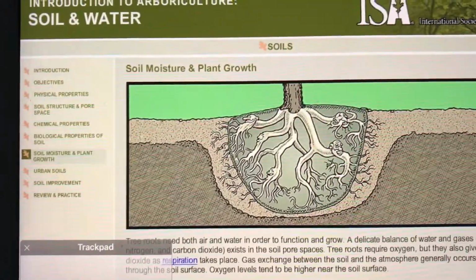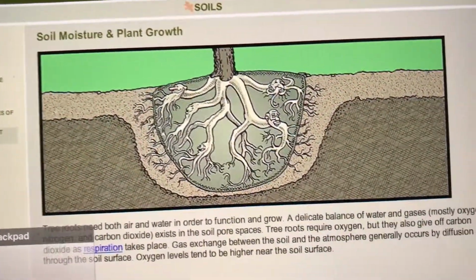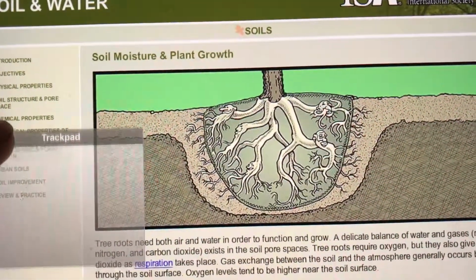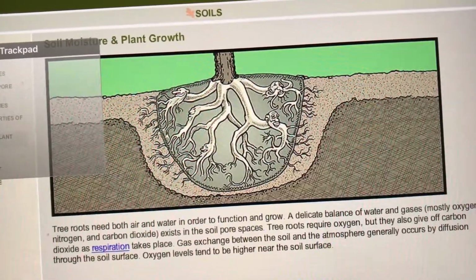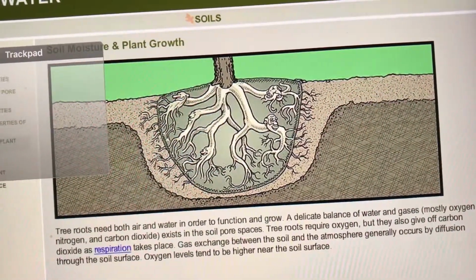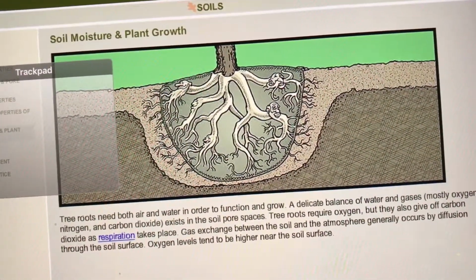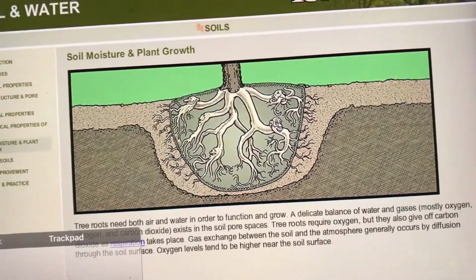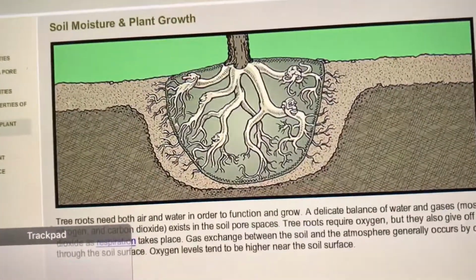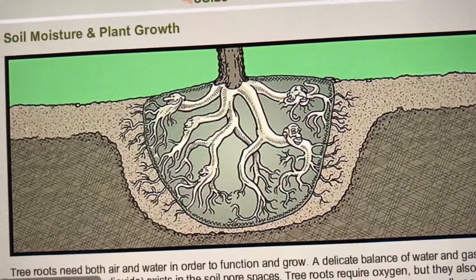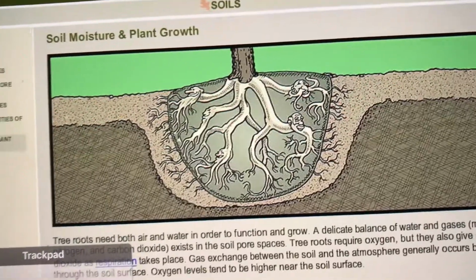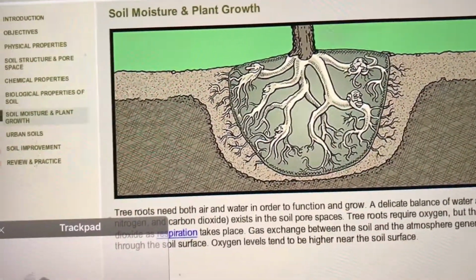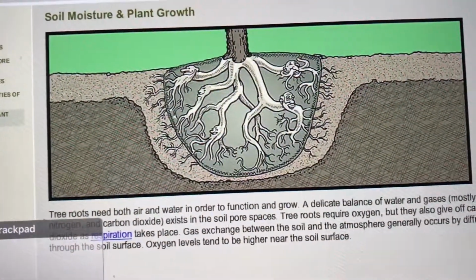Tree roots need both air and water in order to function and grow. A delicate balance of water and gases, mostly oxygen, nitrogen, and carbon dioxide, exists in the soil pore spaces. Tree roots require oxygen, but they also give off carbon dioxide as respiration takes place. Gas exchange between the soil and the atmosphere generally occurs by diffusion through the soil surface. Oxygen levels tend to be higher near the soil surface.